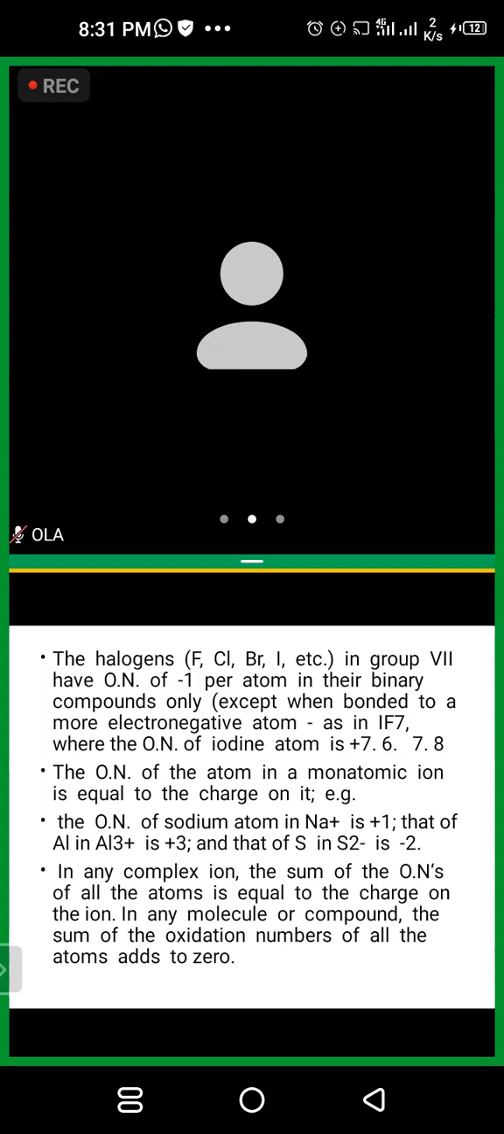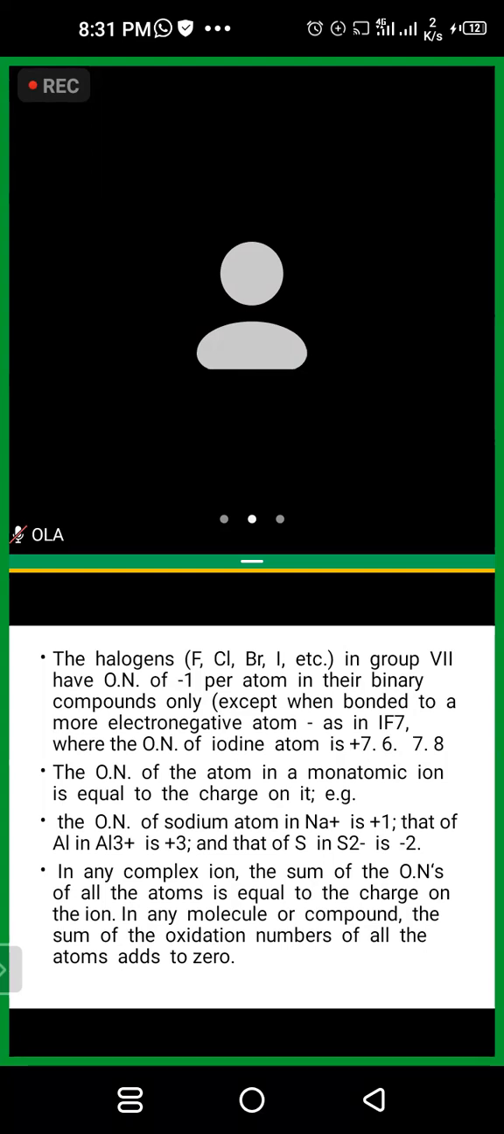Monatomic ions are elements that can stand on their own. Sodium is one of them. Normally the charge on it is +1, so it still retains its +1. Potassium is +1 monatomic. So these ones are monatomic and they still retain their normal number.